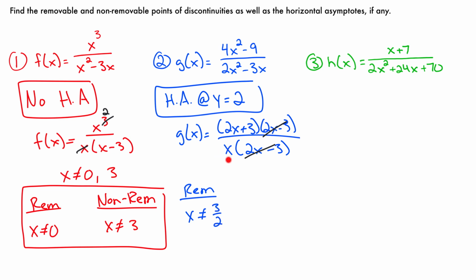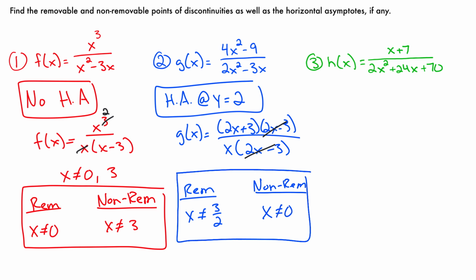And then this discontinuity of 0 did not get removed, so for my non-removables, x cannot be equal to 0. And these are the 3 parts for my question number 2. The horizontal asymptote, the removable discontinuities, and the non-removable discontinuities.